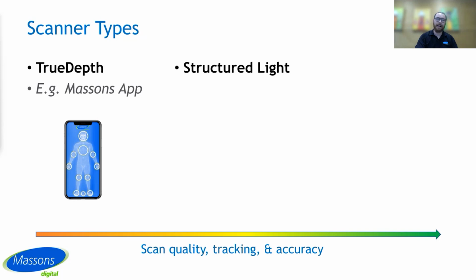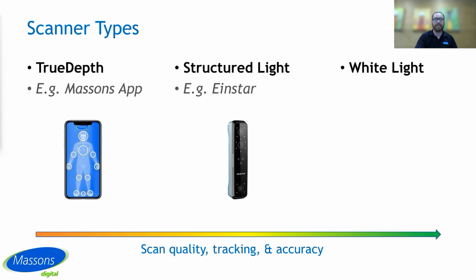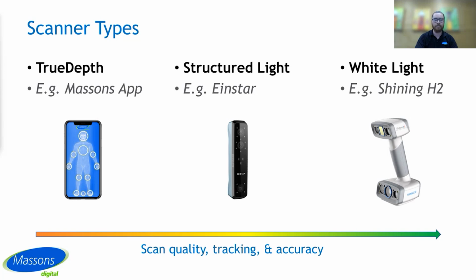The second type of scanner are structured light scanners, and at Massons we have the Einstar scanner. So we're moving a little bit more up in terms of that quality, tracking, and accuracy. And then when we get to the top of the line scanners for O&P, we have white light scanners. And at Massons, our flagship is the Shining H2 scanner. All of these scanners can be viable for a bunch of clinical scenarios, but it's more just meaning that as we go up the line, we do tend to get better fidelity in the scan, the tracking gets a bit better, and they get more accurate as you go up the line.